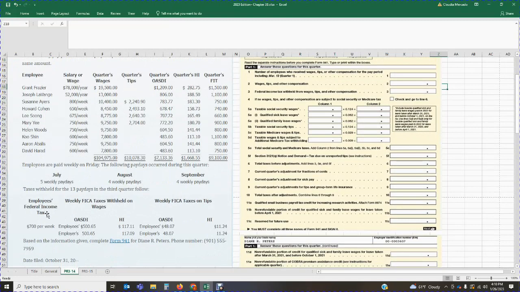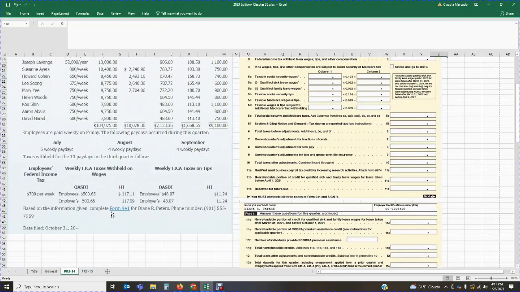We have the employee's federal income tax of $700 per week. We've got the weekly FICA taxes withheld on wages, OASDI, and HI for the employee and the employer, and the weekly FICA taxes on tips, the OASDI for the employee and the employer, as well as the HI. So this is based on the wages, okay, on the quarter's wages, these amounts right here. And then these amounts over here are calculated based on the tips. Okay, so we have the wages and the tips separately. Okay, based on the information given, we have to complete Form 941 for Diane Peters, phone number 901-555-7959. Okay, and the date filed is October the 31st.